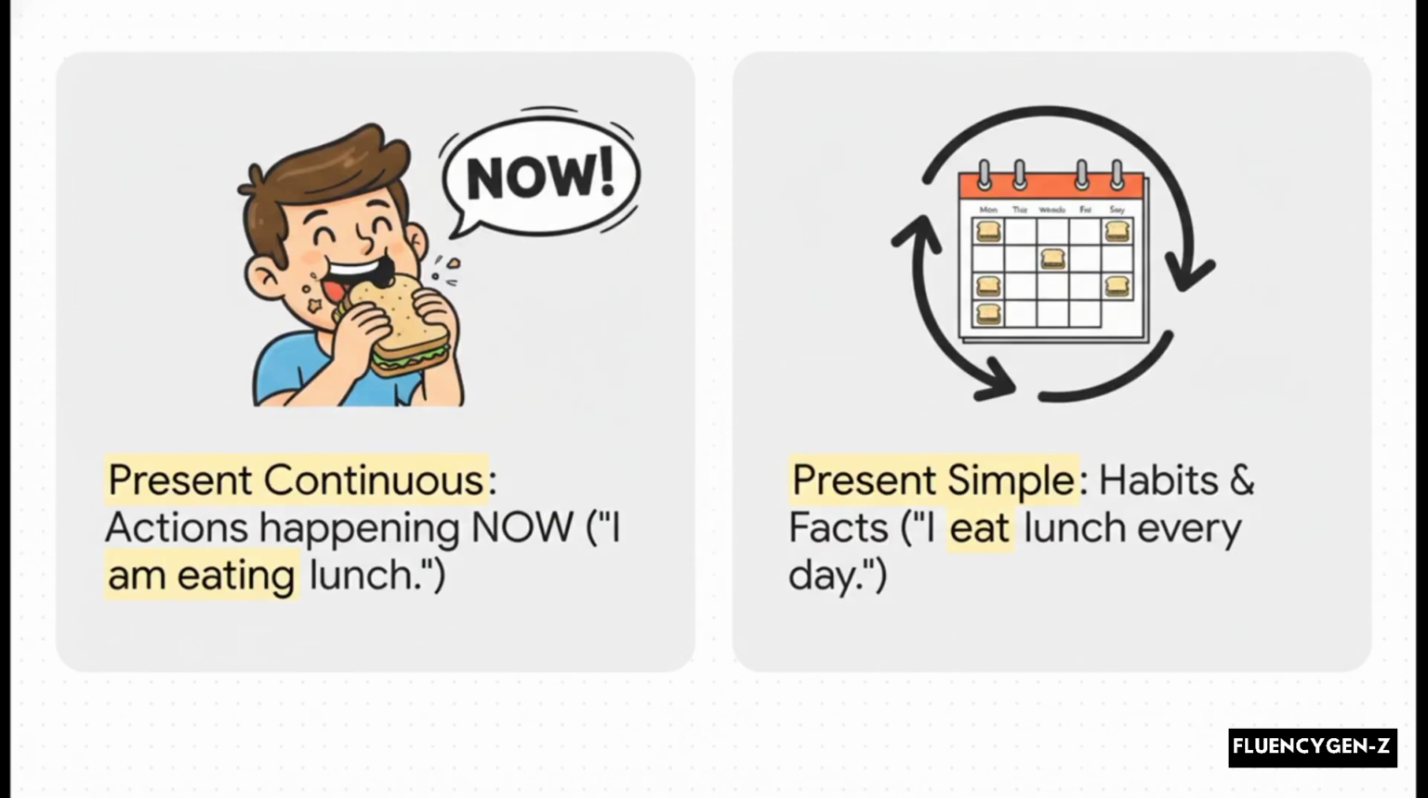Another thing that sometimes trips people up is mixing this up with the present simple. But here's the easiest way to think about it. Present continuous is for right now. I am eating. Present simple is for always or for habits. I eat lunch every day. See the difference? Now versus always.